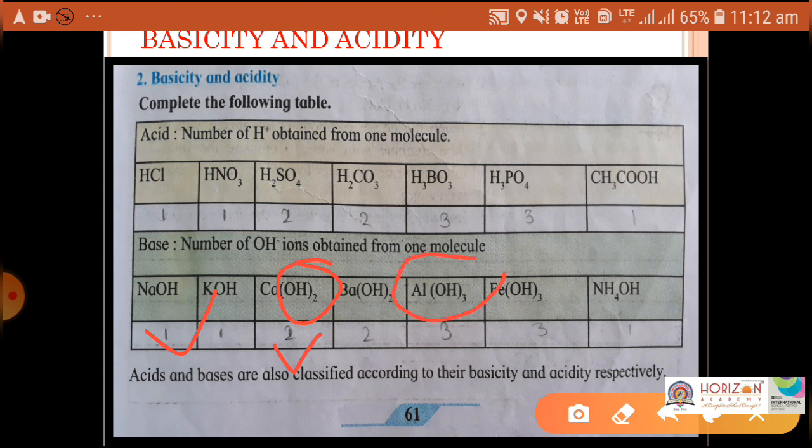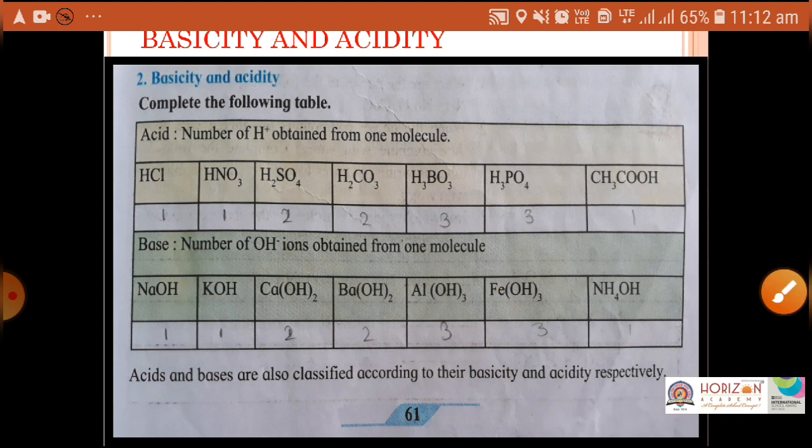In aluminum hydroxide, you can see 3 OH radicals are there. That's why the acidity of this base is 3. Here you can see NH4OH, only a single OH is there, that's why its acidity is 1. So different bases have different acidity according to the number of OH minus ions in them. So we can define acidity of bases like this: the number of OH minus ions obtainable by the dissociation of one molecule of a base is called its acidity.